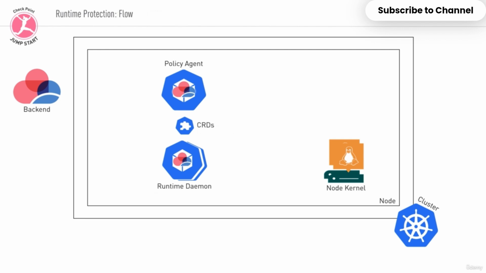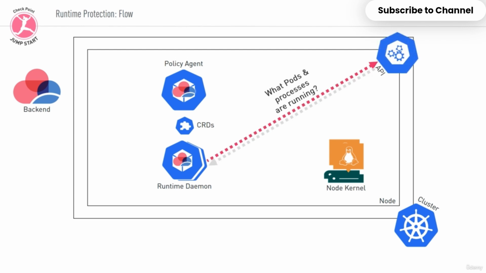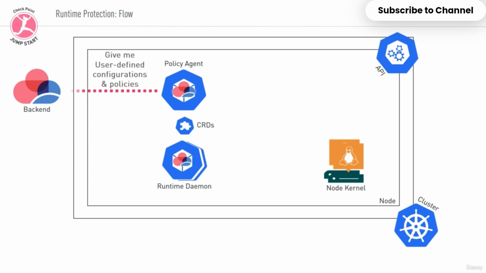So, once deployed, the flow would look like this. A node's runtime daemon requests information from the cluster's API server to determine which pods are running in the cluster and the processes that are running. These processes are basically system calls to the cluster's kernel. Meantime, the CRDs are constantly updated with valid signatures and profiles the Runtime Policy Agent retrieves from the CloudGuard backend.